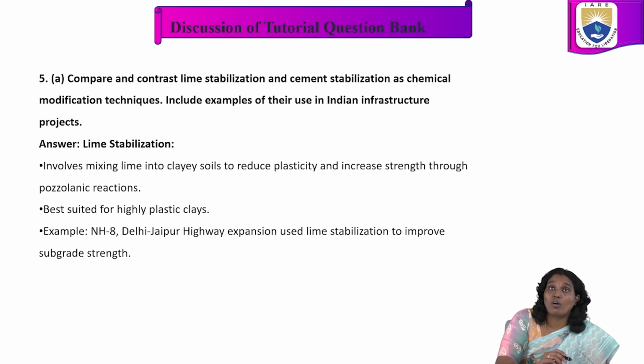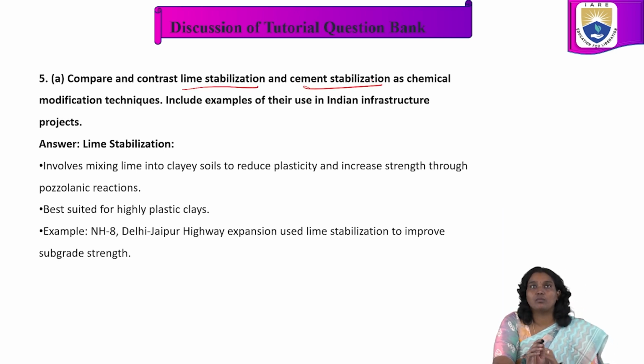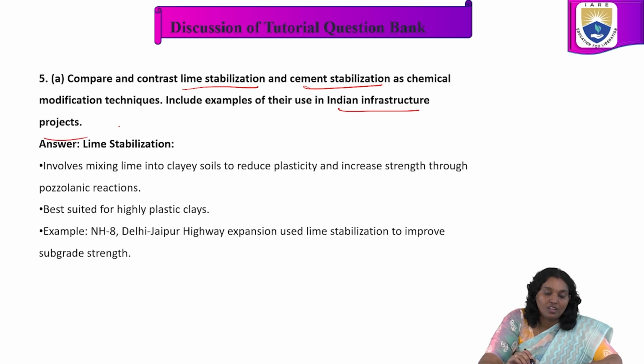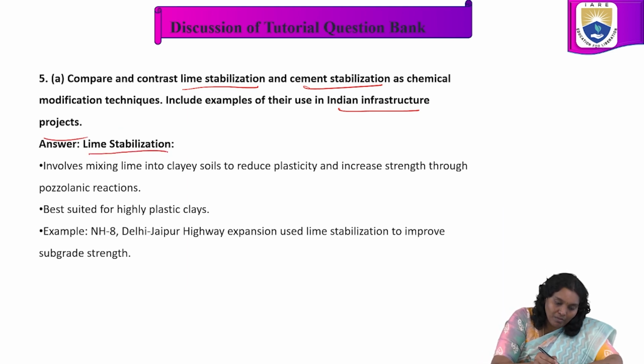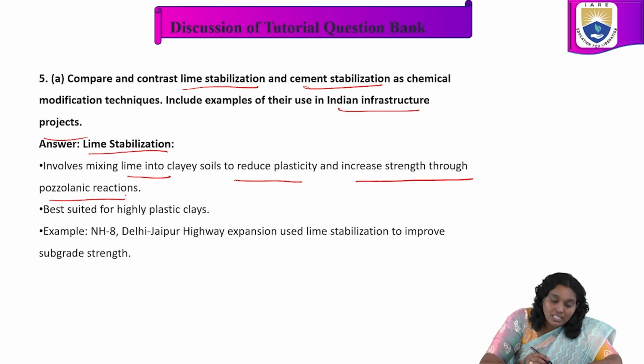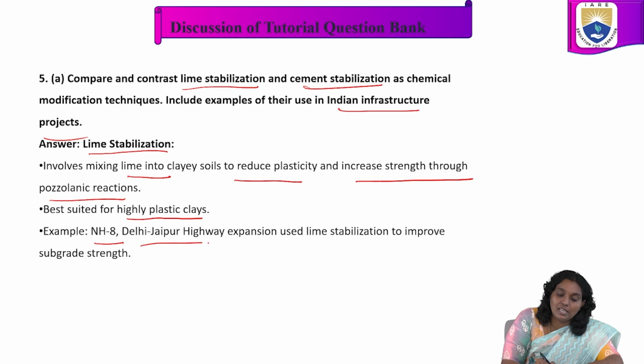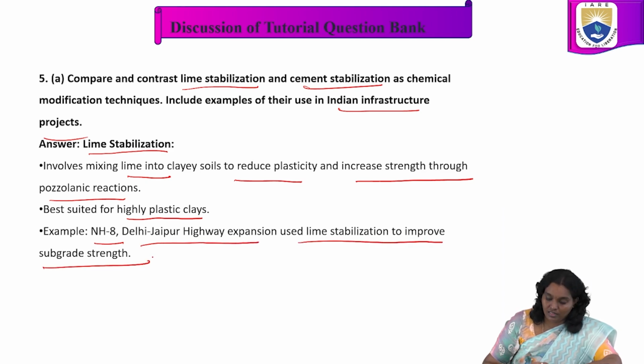Now compare and contrast lime stabilization and cement stabilization. Both are chemical modification techniques, including examples of their use in Indian infrastructure projects. First, we are going to understand lime stabilization. It involves mixing lime into clayey soils to reduce plasticity and increase shear strength through pozzolanic reaction. Best suited for highly plastic clays. The NH8 Delhi-Jaipur highway expansion used lime stabilization to improve subgrade strength.